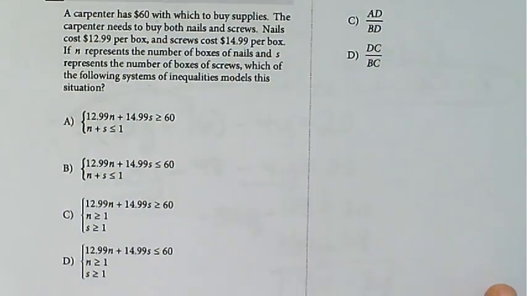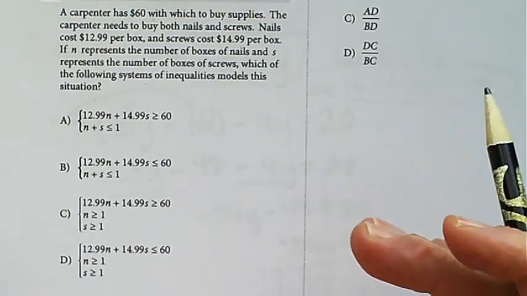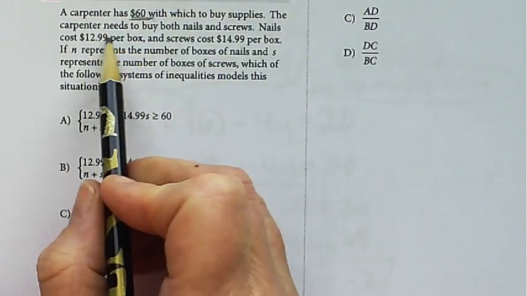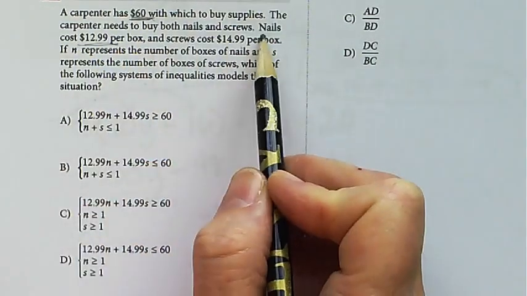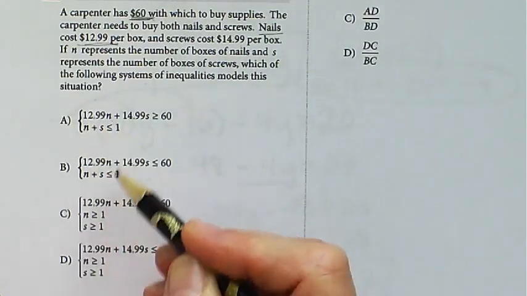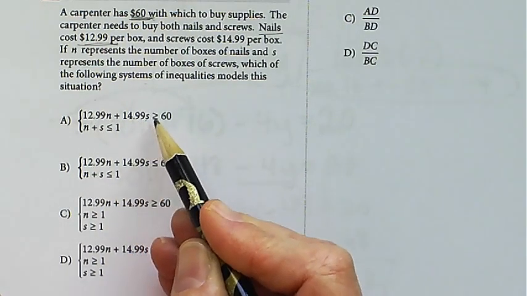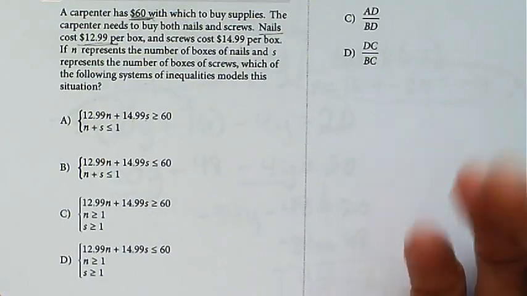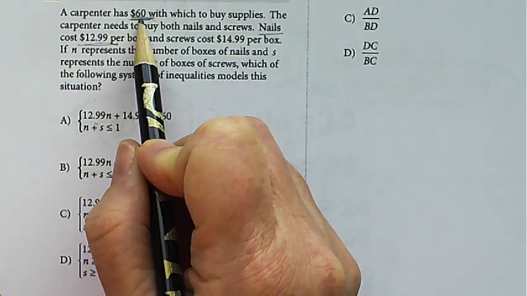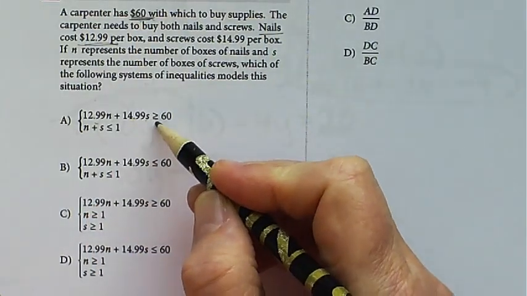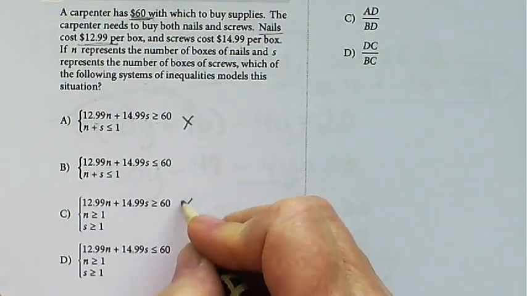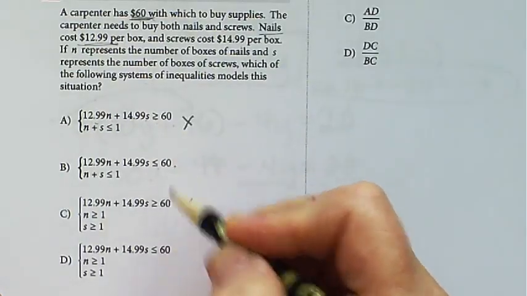So last year we didn't get to inequalities, but it's kind of the same when we did systems of equations. He's got $60 and he's going to buy the nails for $12.99 a box. So if you look at these, all of these say $12.99 N and $14.99 S. So we know that's the expression for the nails and screws together, and he doesn't want to spend more than 60. So that means it's not going to be greater than or equal to 60. It's going to be less than or equal to 60. So we can eliminate A and C. It's going to be one of these, either B or D.